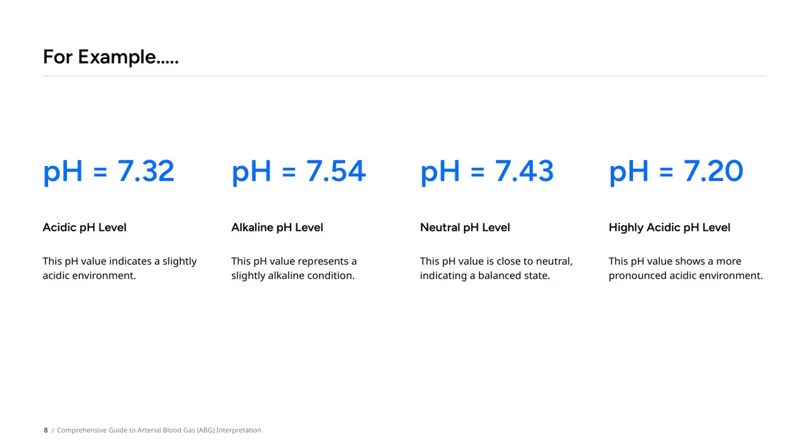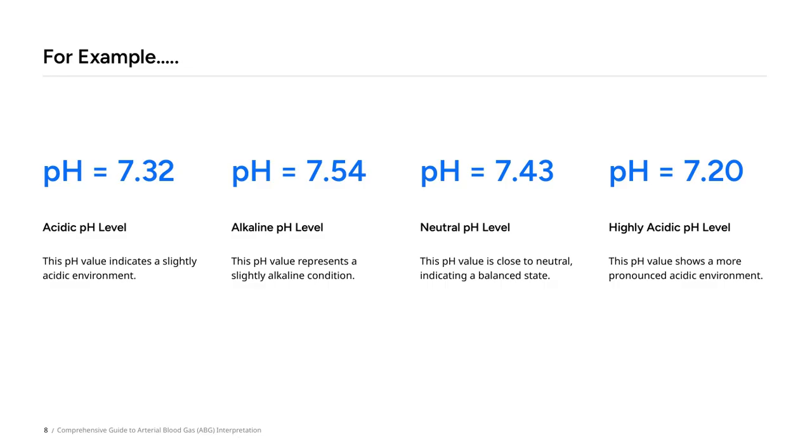Next, we have a neutral pH level, which is around 7.43. This is very close to the ideal neutral point of 7, indicating a balanced state where the blood's acidity and alkalinity are well regulated. Maintaining this balance is crucial for proper cellular function.